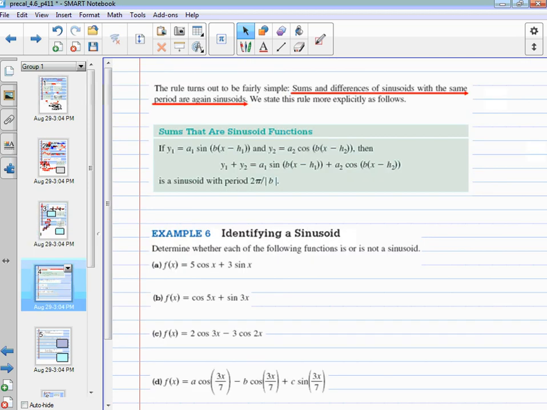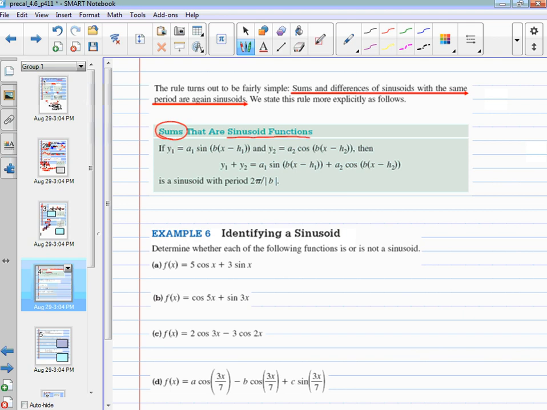So what happens if I combine two of them? Sums that are sinusoid functions, the rule is real simple. Sums and differences of sinusoids with the same period are going to be sinusoids. So where do I find the period? Remember, we have a formula for period right there. Is that formula 2 pi divided by absolute value b? So really, as long as my b value is the same, then 2 pi divided by b will be the same. So as long as my b value is the same, when I have two sinusoids that I'm adding together, it's going to be a sinusoid again.